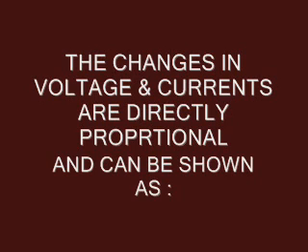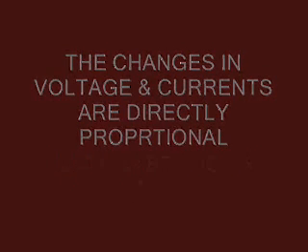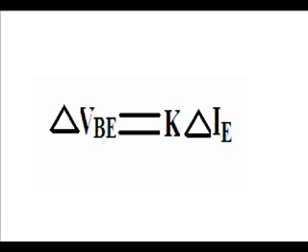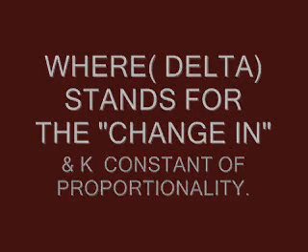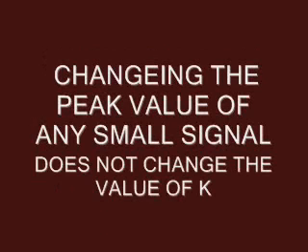The changes in voltage and currents are directly proportional and can be shown as delta VBE is equal to K into delta IE, where delta stands for the change in, and K is a constant of proportionality. Changing the peak value of any small signal does not change the value of K.